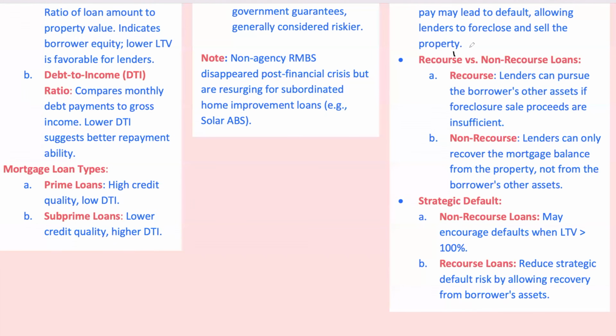The type of loan, whether recourse or non-recourse, also matters here. In recourse loans, the lender can pursue the borrower's other assets to make up any shortfall after foreclosure, which is common in Europe. In non-recourse loans, typically seen in the US, the lender's claim is limited to the property itself. This structure creates an incentive for strategic default. If a borrower owes more on the mortgage than the property's worth, they may decide to walk away from the loan, knowing the lender can't pursue other assets.